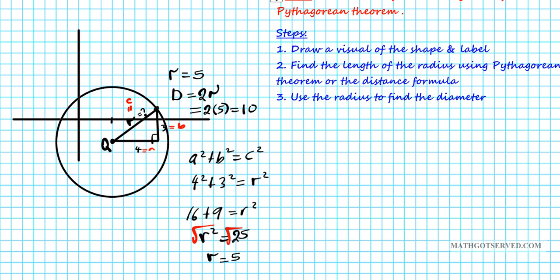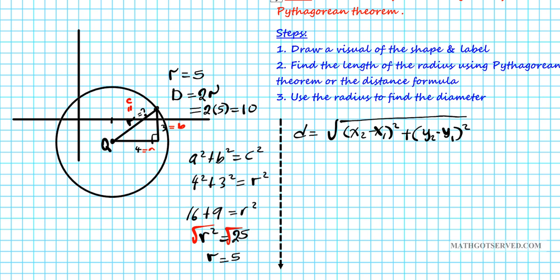Now, let's assume that you don't want to use the Pythagorean theorem, or you like making use of the distance formula. You can use the distance formula here also. Remember, the distance formula is D equals the square root of (x2 minus x1) squared, which is equivalent to a squared, plus (y2 minus y1) squared, which is equivalent to b squared. All you need to do is find x1, y1, x2, y2, plug them in here, and you're good to go.